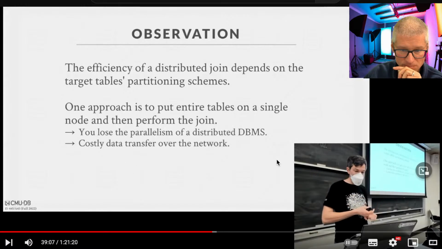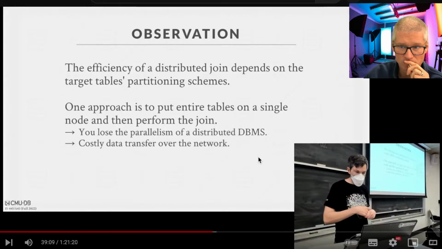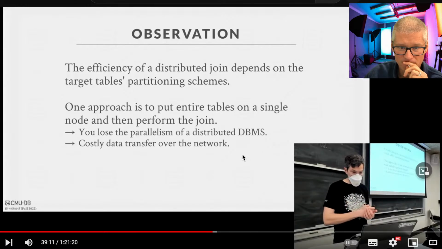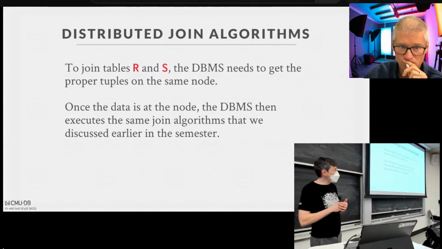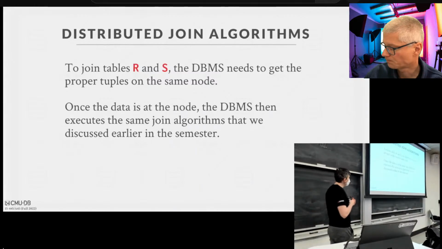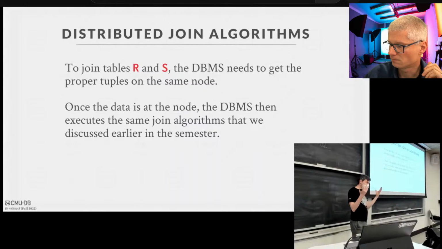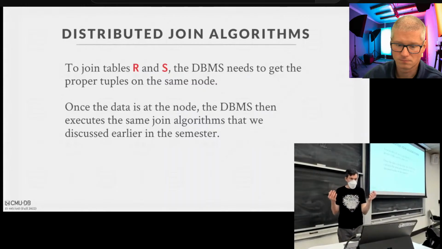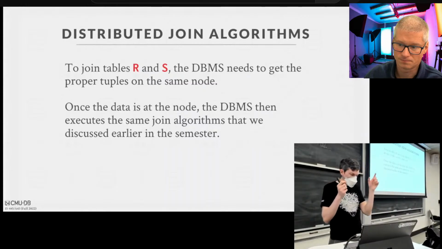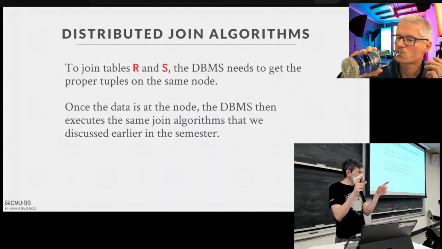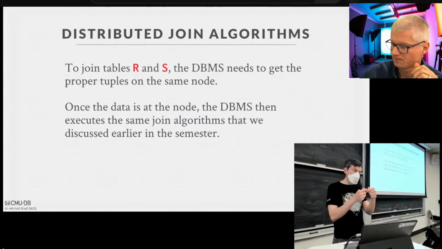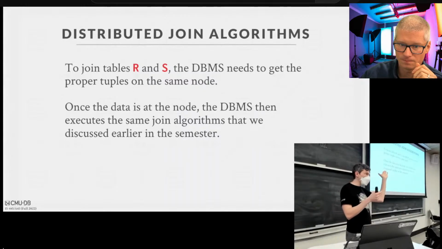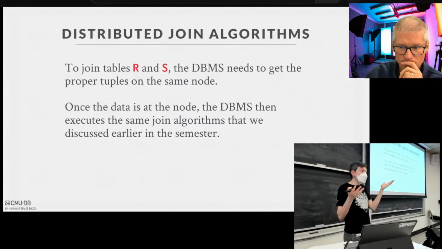That's not realistic. It won't scale. So we need a better way to do this. So there are 4 different scenarios we have to deal with to do a distributed join. The basic idea is that we want to join two tables R and S, and we need to make sure that the right tuples from R and the right tuples from S are at the same node, so that when we do a local join using any of the join algorithms that we talked about before, it usually will be hash join, but it doesn't necessarily matter.